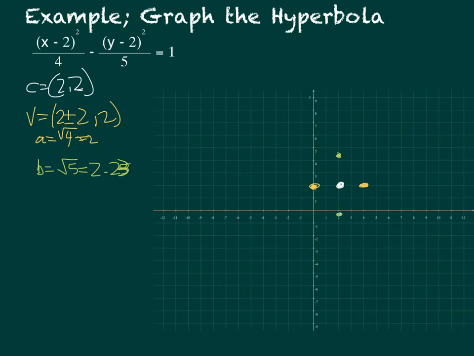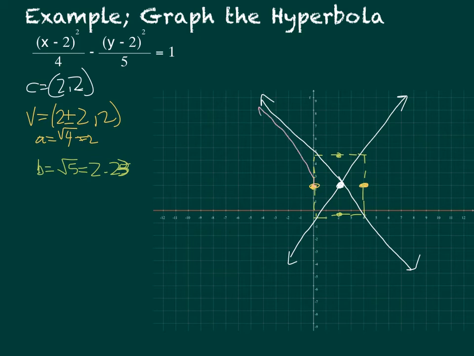And then if we draw a box between those, then my asymptotes are right there, through the center and through the corners. And then I can actually sketch my actual graph, which is going to be through the vertices and get closer and closer to the asymptotes but never touch.